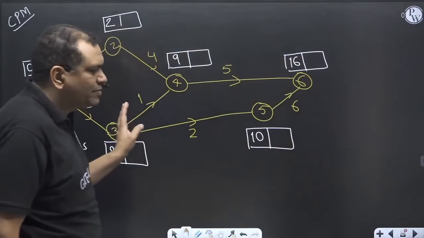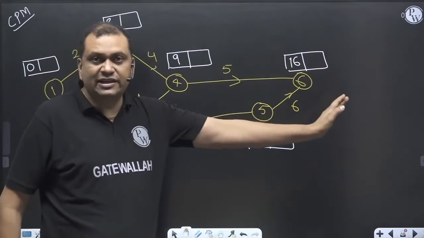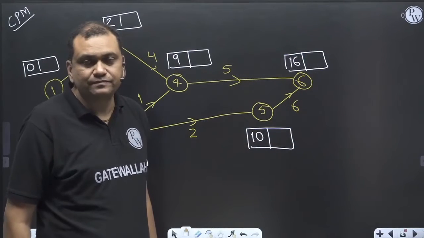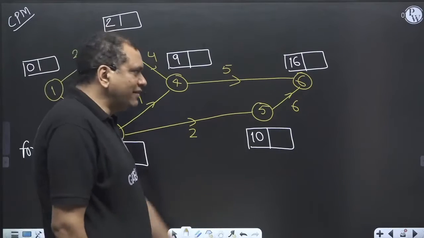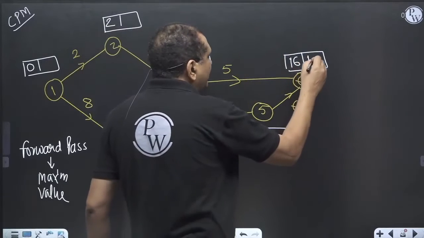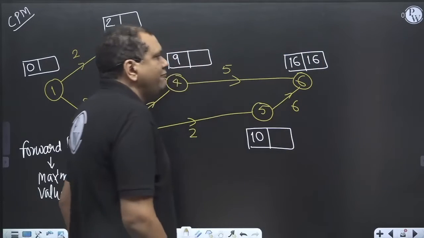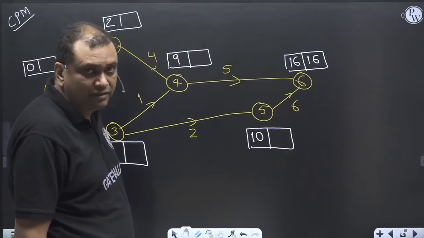So this is my forward pass. I am going from the left hand side to right hand side. It is called forward pass. Now, whatever is there in the last bracket, same value you write it here. Okay.